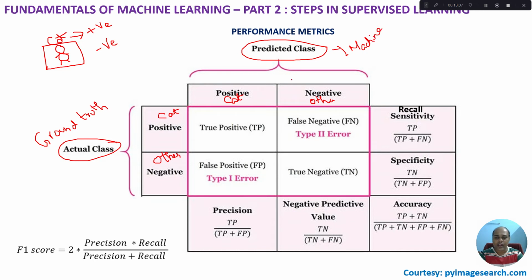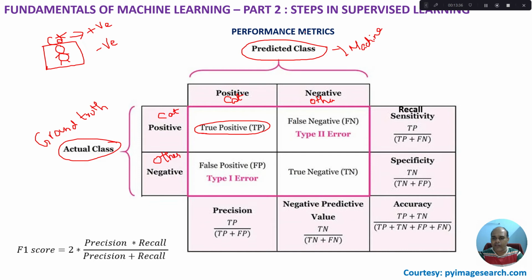Right? So now let us see. If our machine makes a prediction cat and the original label is also cat, which means both are positive, then it is called a true positive. Our ground truth value is positive, the machine prediction is also positive, and it's a right prediction. So it is called a true positive.